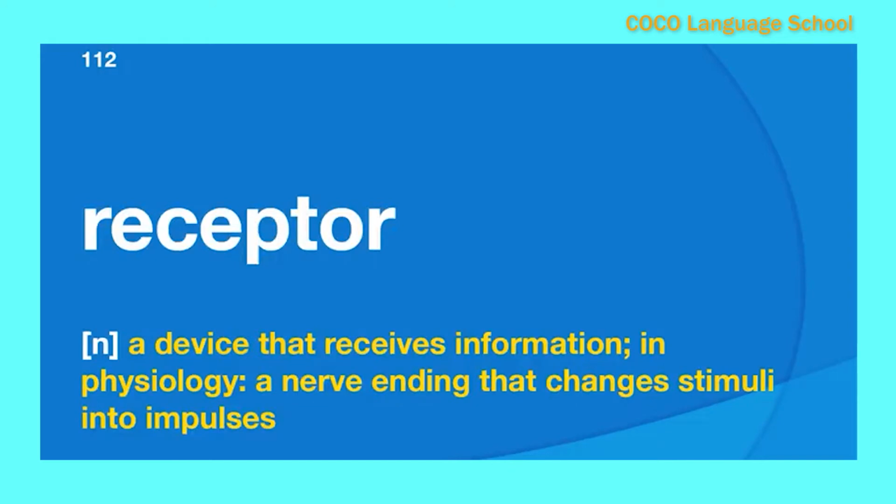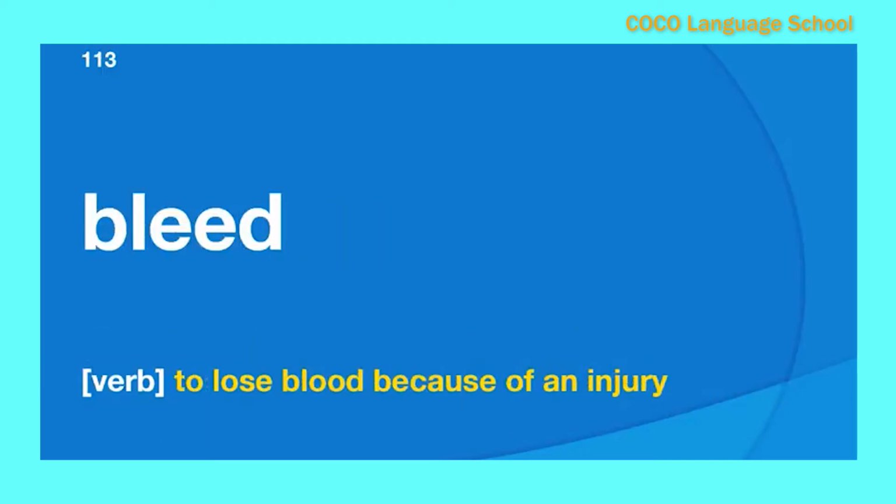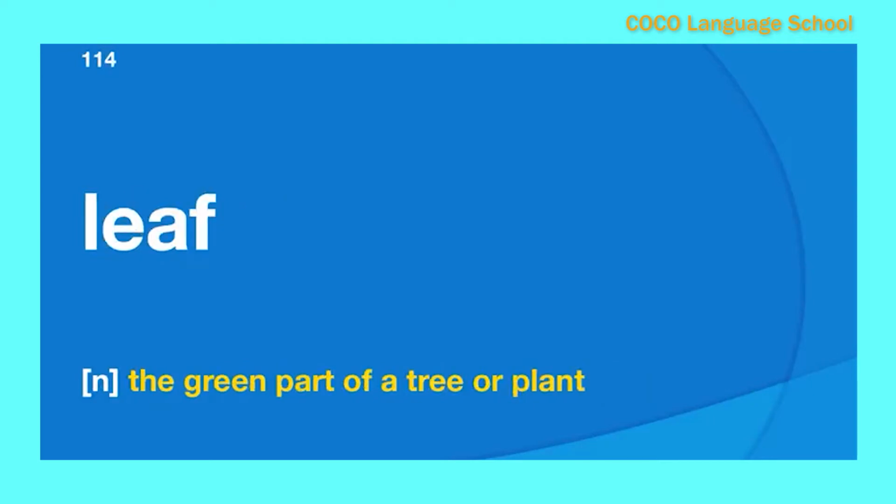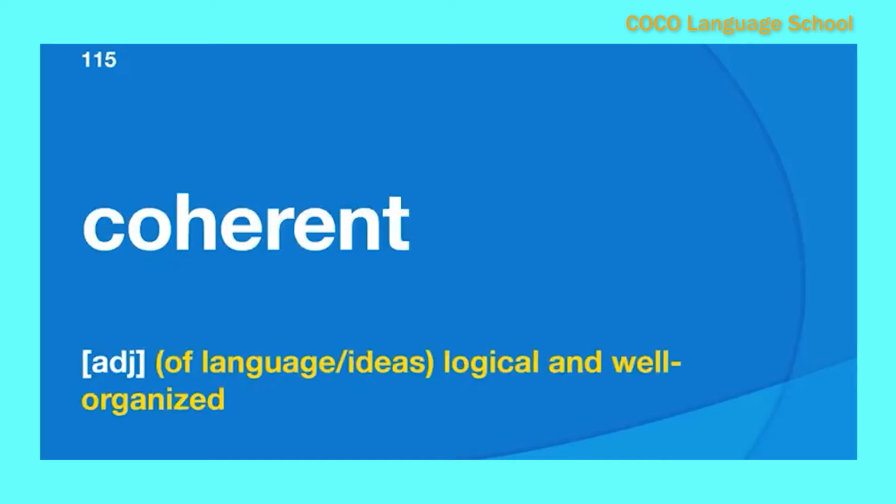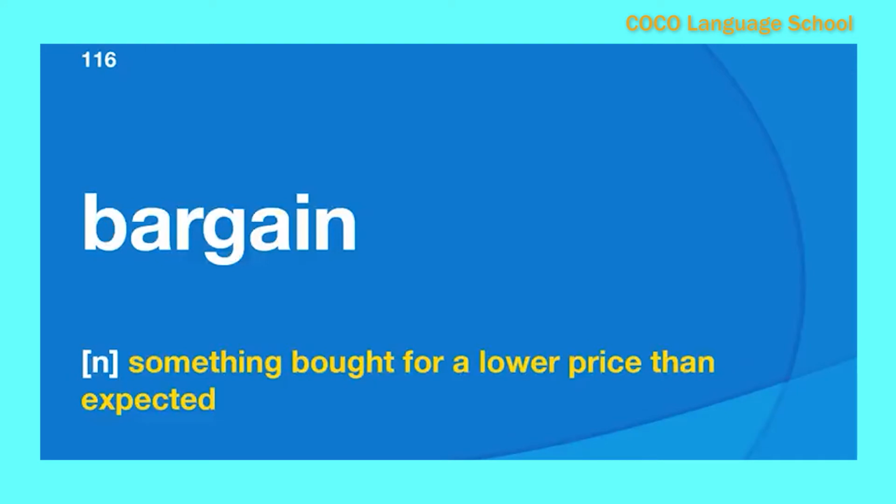A device that receives information in physiology, a nerve ending that changes stimuli into impulses. Receptor. To lose blood because of an injury. Bleed. The green part of a tree or plant. Leaf. Logical and well organized. Coherent. Something bought for a lower price than expected. Bargain.